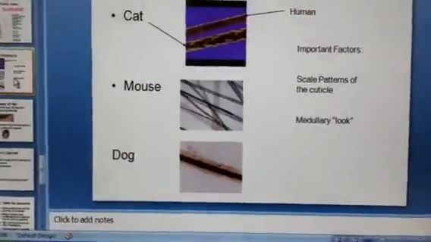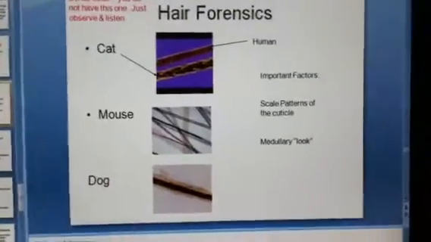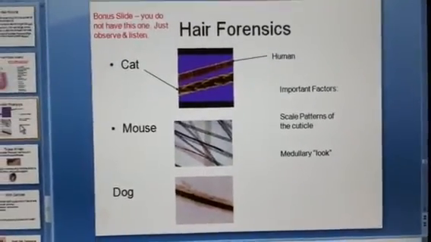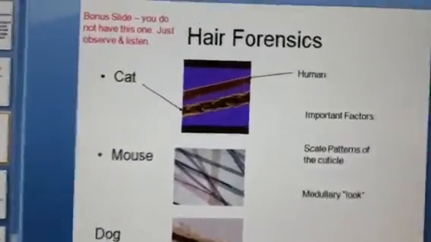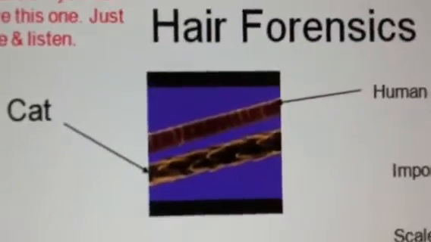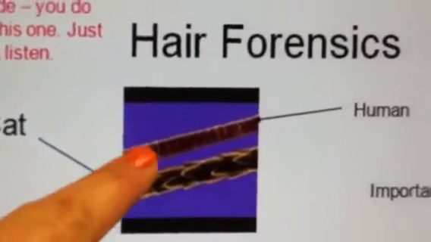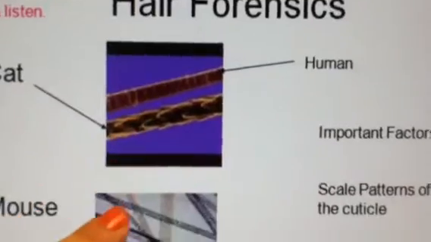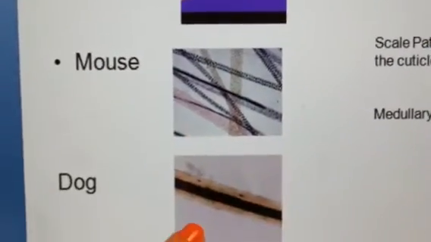On the next slide, this is a bonus slide. You do not actually have this slide, but I wanted to talk to you just for a second about how unique hair is. So on this one, just listen and observe. This is cat hair under a microscope right here, and you can kind of see how spiky it is compared to human hair. This is mouse, and this is dog.